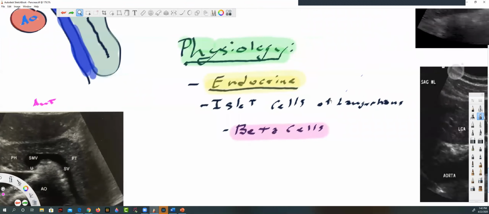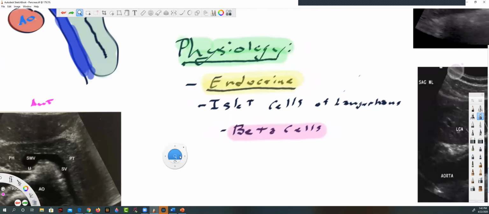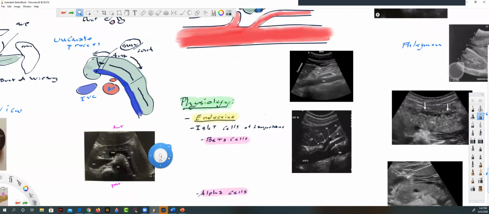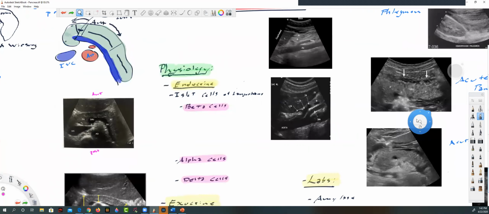Physiology. Now, here's where I got a lot of writing to do, and I'm hoping this works out. Okay. So, physiology, the endocrine system. This is the hormones. Let's write that down. Hormones. They're created by the islet cells of Langerhans. Those are interspersed between the acini, but not attached to the acini. Well, why? Because they go straight to the bloodstream.